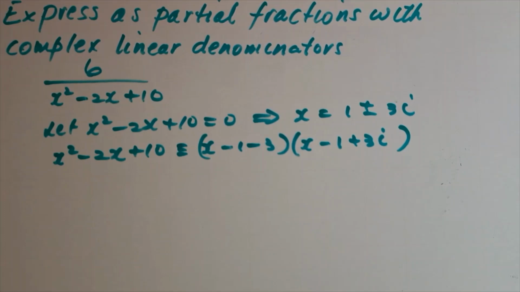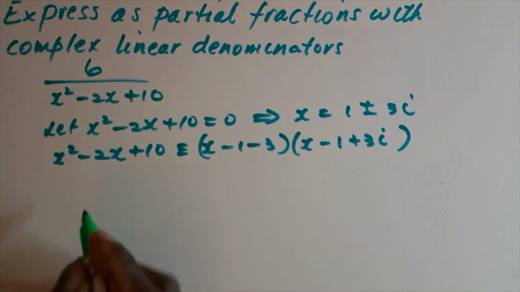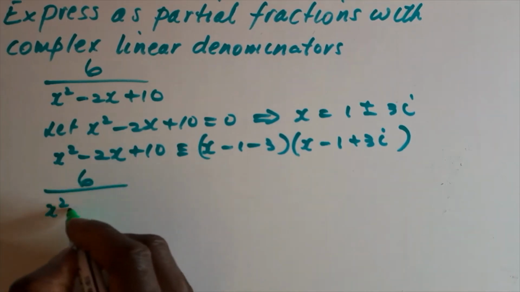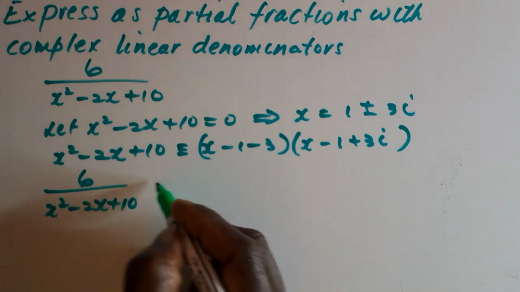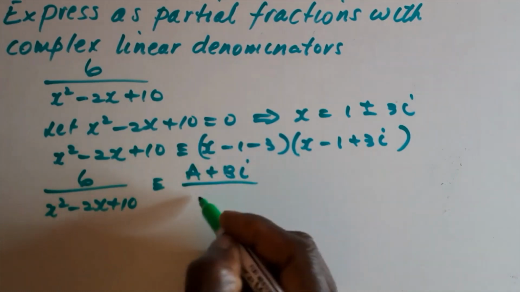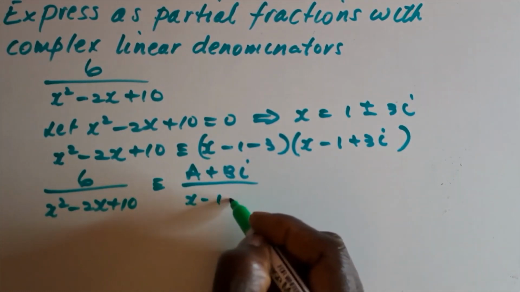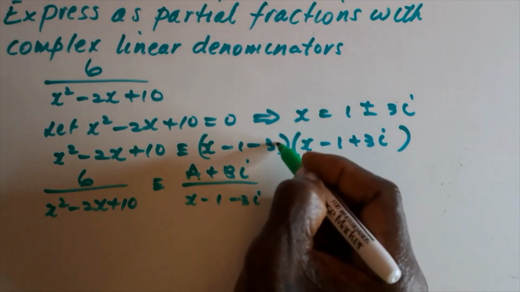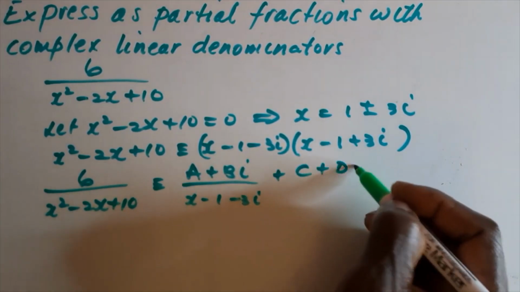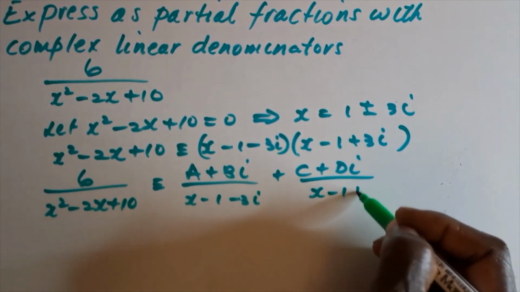Since the required partial fractions have complex denominators, we must provide for the unknown numerators that are complex. And so we'll write 6 over x squared minus 2x add 10, and this is our provision for it. We write these as complex numbers: a add bi over x minus 1 minus 3i, add c plus di over x minus 1 add 3i.